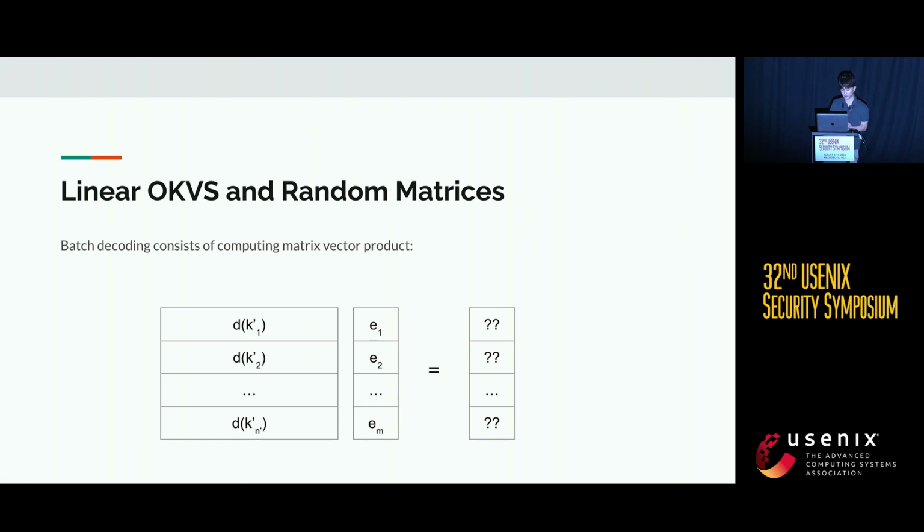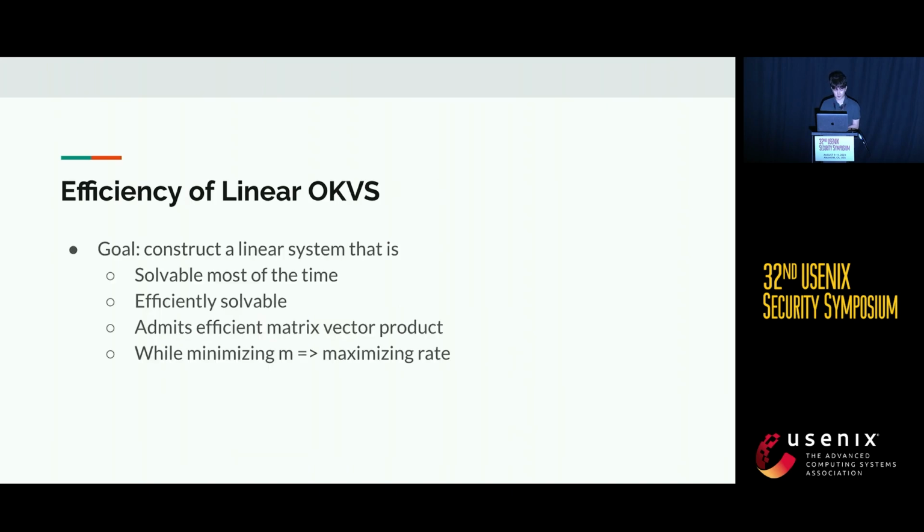And decoding, or batch decoding, consists of computing the matrix vector product. So what this really gives us is that our goal essentially is to construct a linear system that is solvable most of the time with only negligible probability of failure, and also efficiently solvable, and also admits efficient matrix vector product, while minimizing M, or the number of columns, which directly corresponds to maximizing the rate.